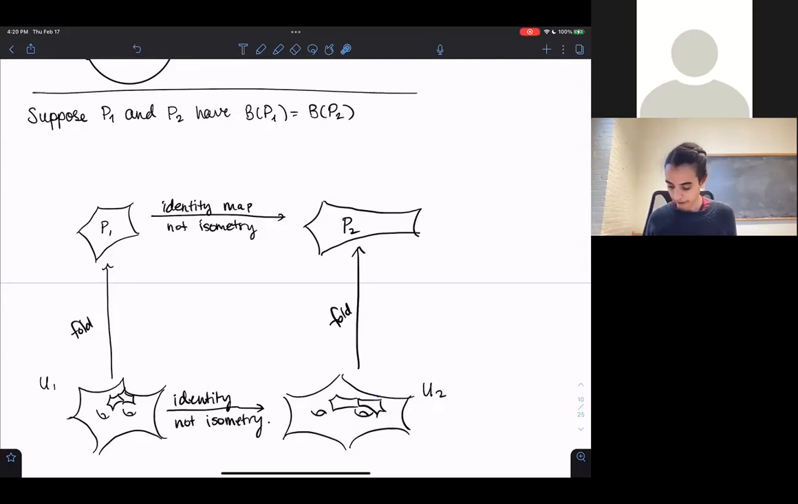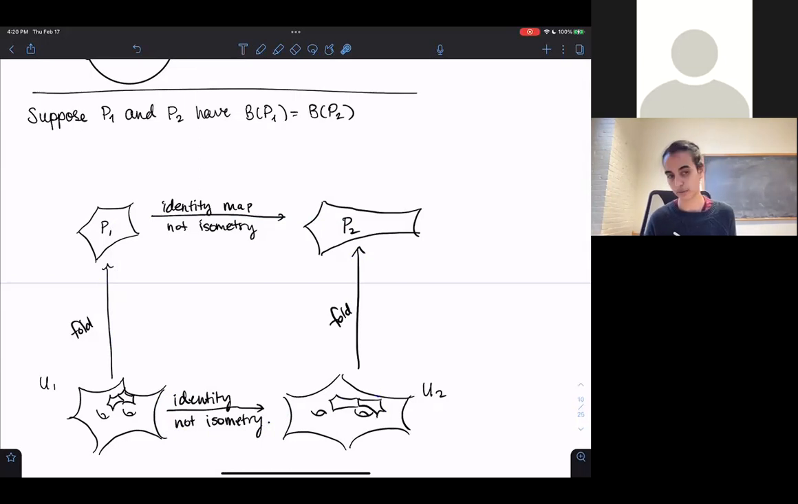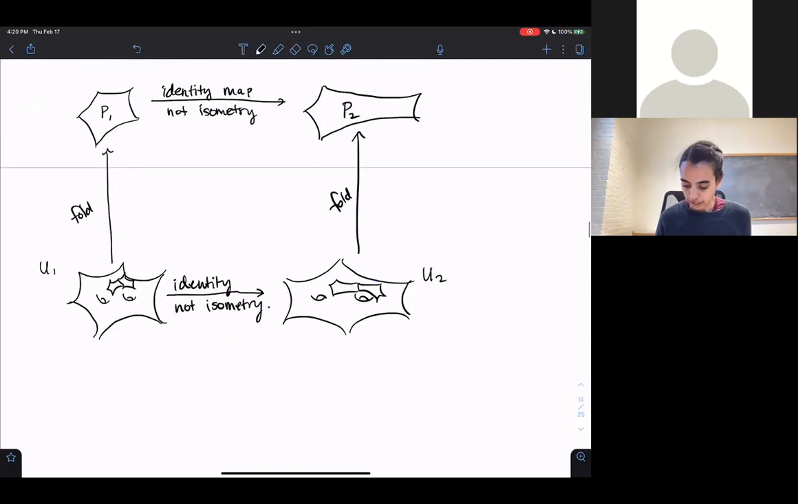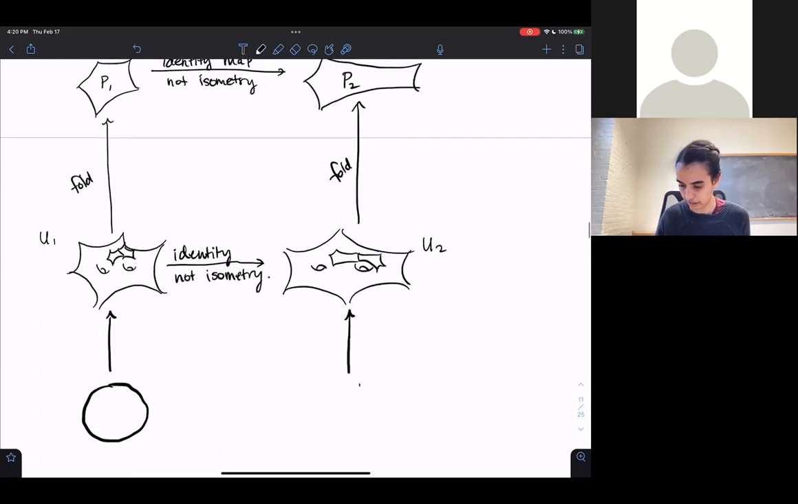Okay, so now we have these 2 unfoldings and we have this nice commuting diagram of maps. All right, and the goal is to promote this to an isometry. If I could make this an isometry, then I fold them up and I would get an isometry between these 2. This is what I would like to do. Okay. Let's look at the universal covers of U1 and U2 so that we can talk about those pairs of endpoints at infinity.